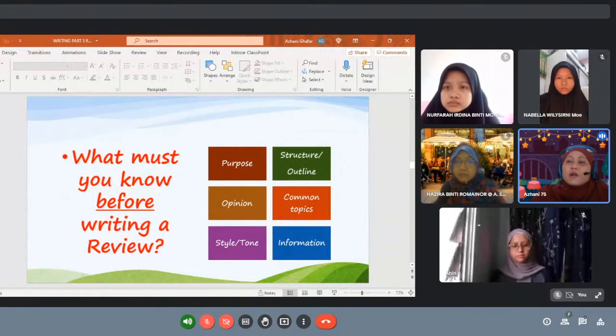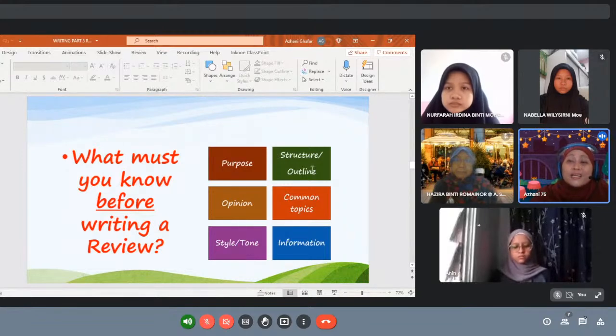Before you start writing anything, you must know a few things. What must you know before writing a review? Firstly, you must know your purpose. What is the purpose of you writing the review? Next, you must have a structure or an outline. How are you going to write the review? How many paragraphs, what must you write in each paragraph, and so on.